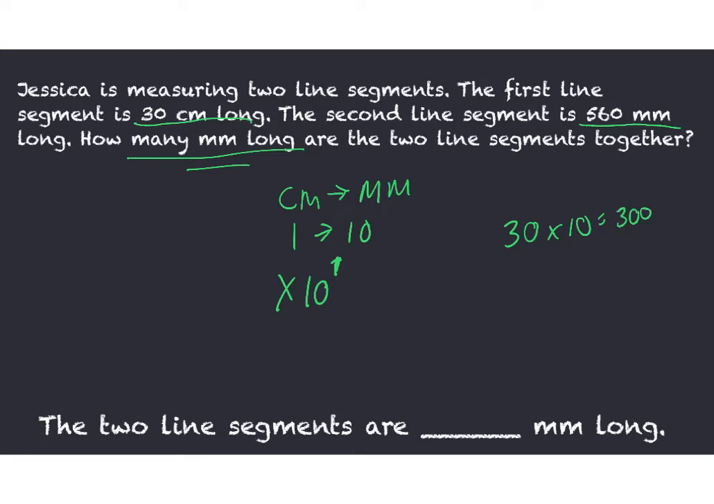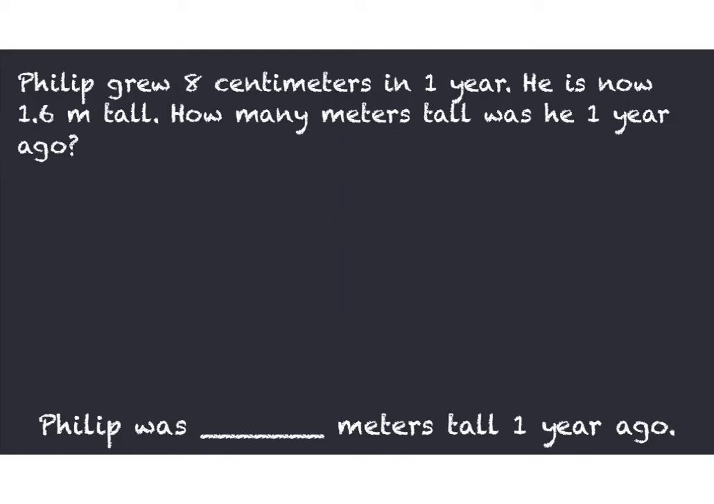So if we know that the first one was 300 millimeters long, and the second line segment was 560 millimeters long, when we're putting both of those together, we can add them, and we end up with 860. So the 2 line segments are 860 millimeters long. Let's look at one final question.